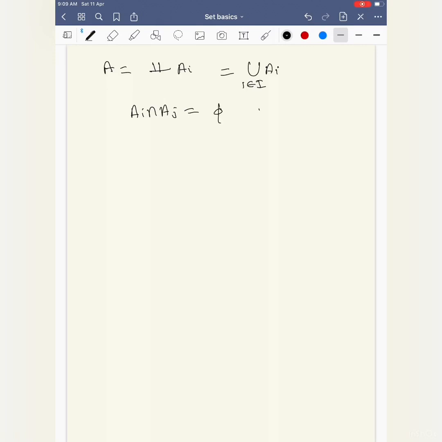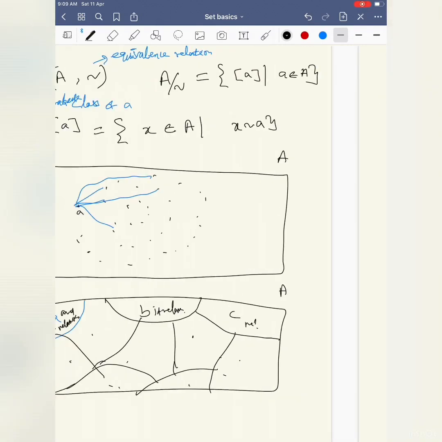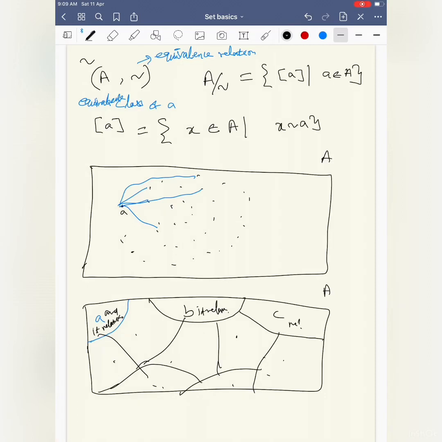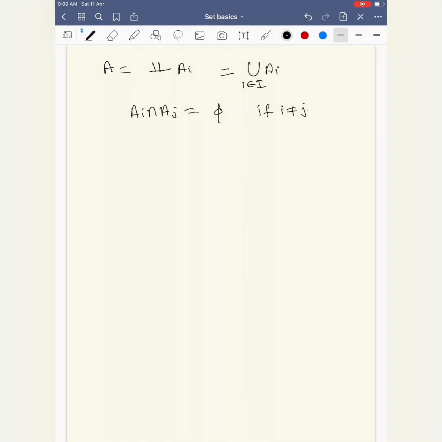A_i intersection A_j equal to empty if i not equal to j. This is technically writing, but what is happening here is this picture. You'll see why. We will take a set with the equivalence relation. Let's take the relative class of a, that means the set of all x belonging to the set such that x is related to a.